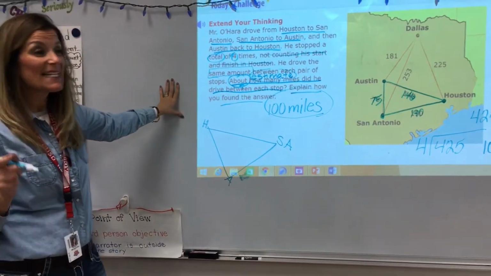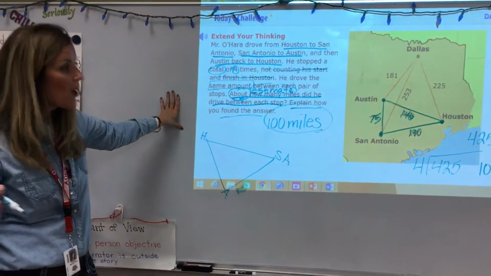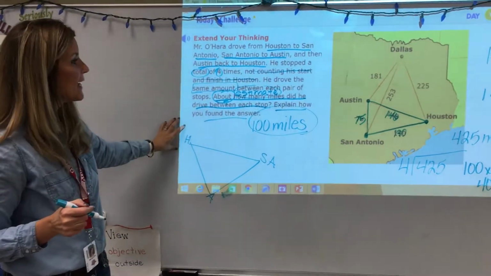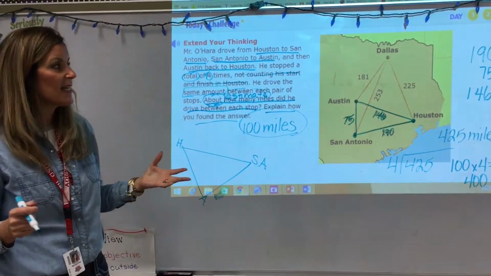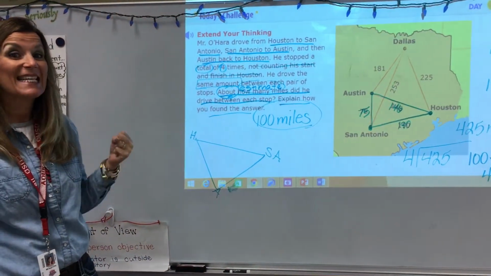This is a multi-step problem for you guys. You guys know how to do this. It's multi-step. It has a couple operations in it. Have confidence in yourself. You guys got this.